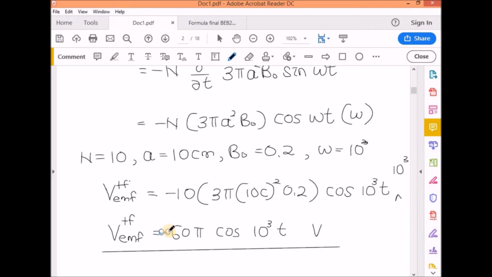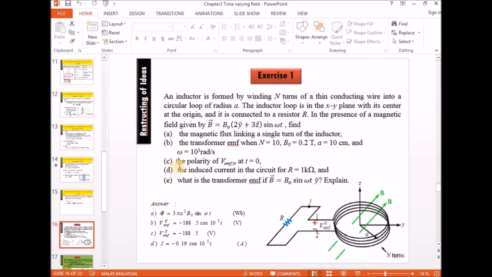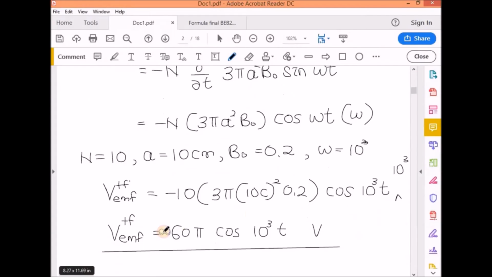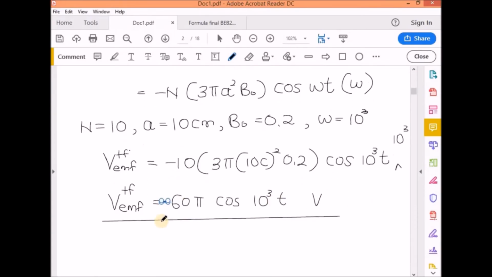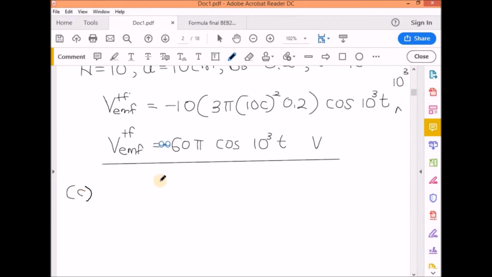Okay, I proceed to question C. What is C? Look at C. The polarity of this one at t equals to 0. So it means that they want you to calculate the value of this transformer EMF when the time equals to 0. So it's very easy, right? You just take this equation and then you replace the t with 0.